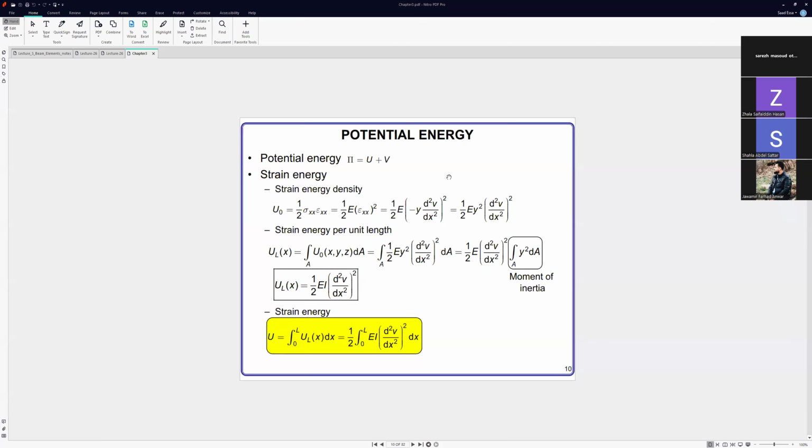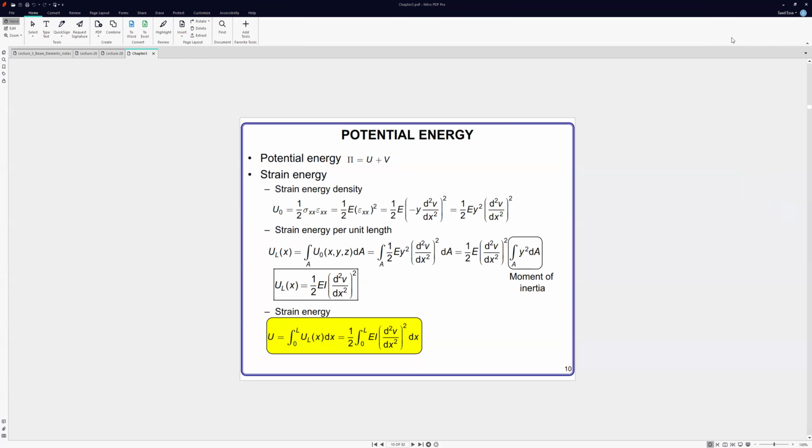Let me share. Okay, so I don't know why the problem with the camera, maybe. Okay, so now we have this one.